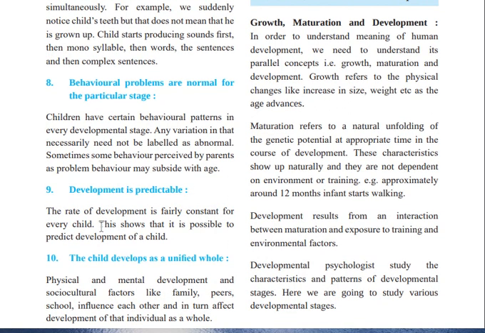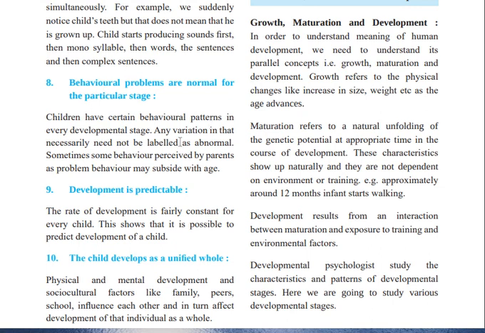And the eighth one, if I talk, the behavior problems are normal for the particular stage. Like if you see, in terms of development, there are some behavioral problems that happen with humans, and those behavioral problems are normal for the particular stage. Like at this stage, this behavioral problem is okay. At adolescence, you will have a different behavior problem, and in adulthood, the behavioral problem will be different.